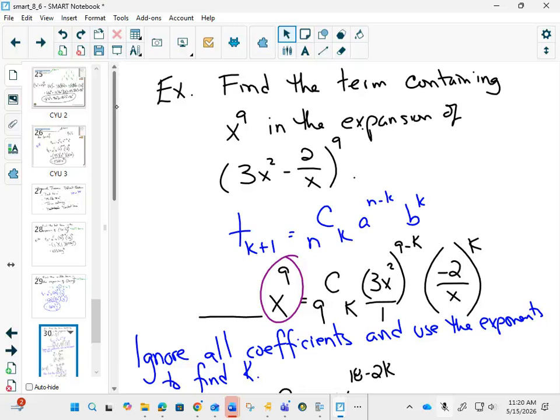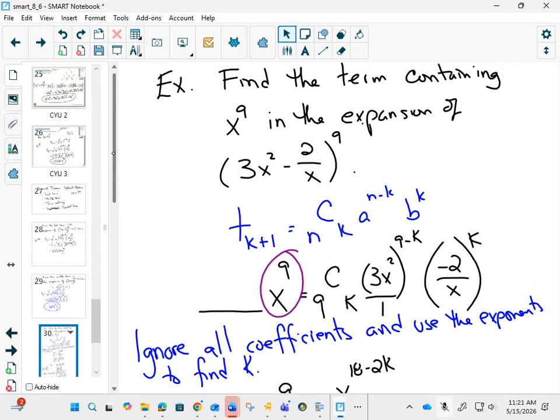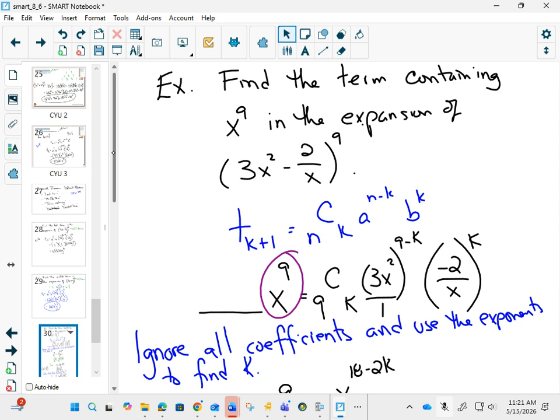If it just says, hey, which term has an x to the 9? You're like, oh, term 4, I'm done. So we have to be careful with the English. We read things carefully. Do they want me to find everything? Or do they just want me to find where it is? So what was our strategy? I wrote the strategy in blue. We put everything that we know, and the only hint they gave us is that it had an x to the 9. So we ignore all the numbers in front and just use the exponents to find k.